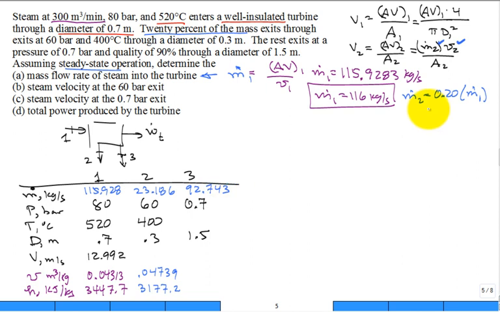So the exit velocity, V2, I'm going to just say that you're able to calculate V2, and it comes in at 15.544 meters per second, but I'm going to truncate to 4 significant digits. What about the velocity of the steam at the 0.7 bar exit? That's V3. How am I going to calculate V3?